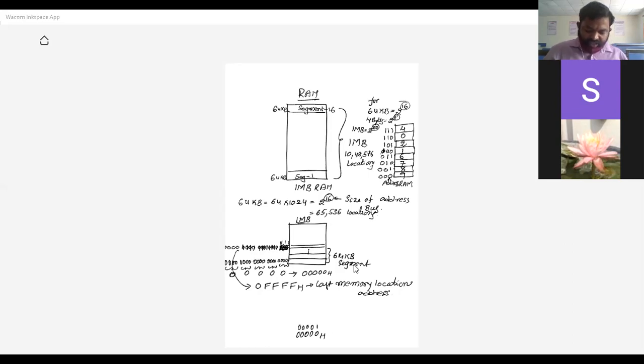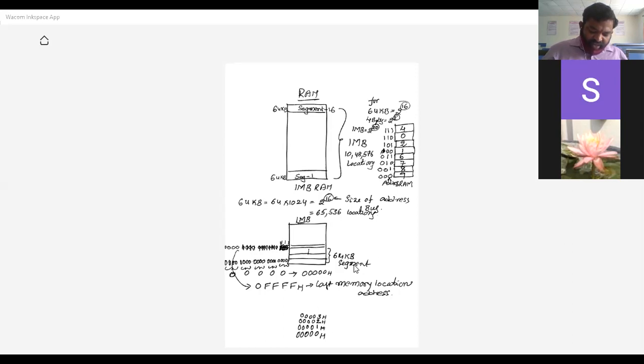00001H. It is hexadecimal. 1H, sir. Yeah, hexadecimal representation. Next memory location address, what will it be? 0002, 2H, right? Yes, next, sir, what will it be? 00003H, 3H. Right. That way it will come, sir.